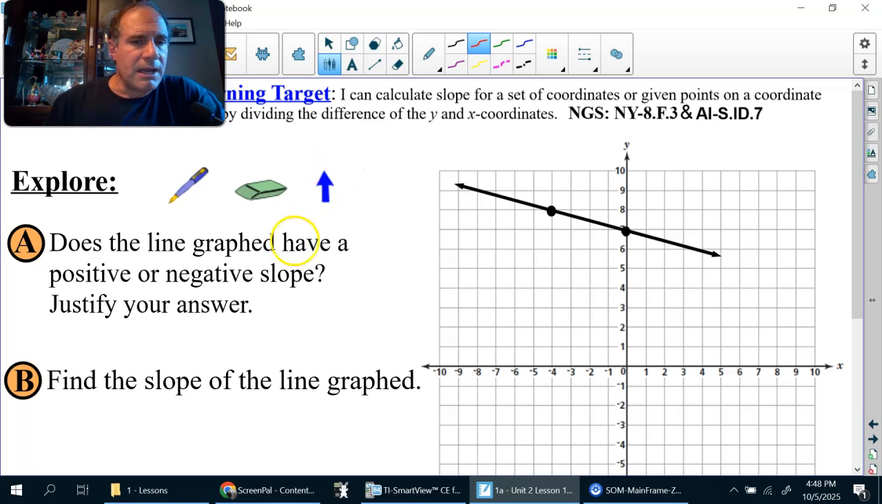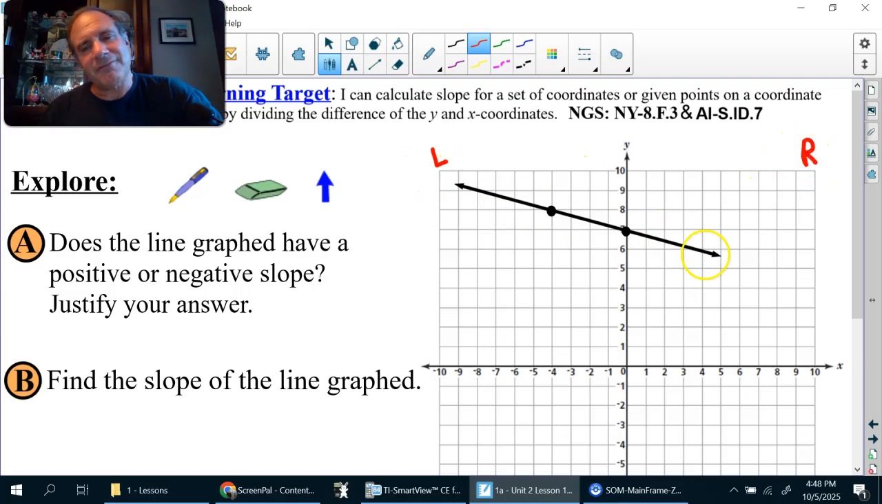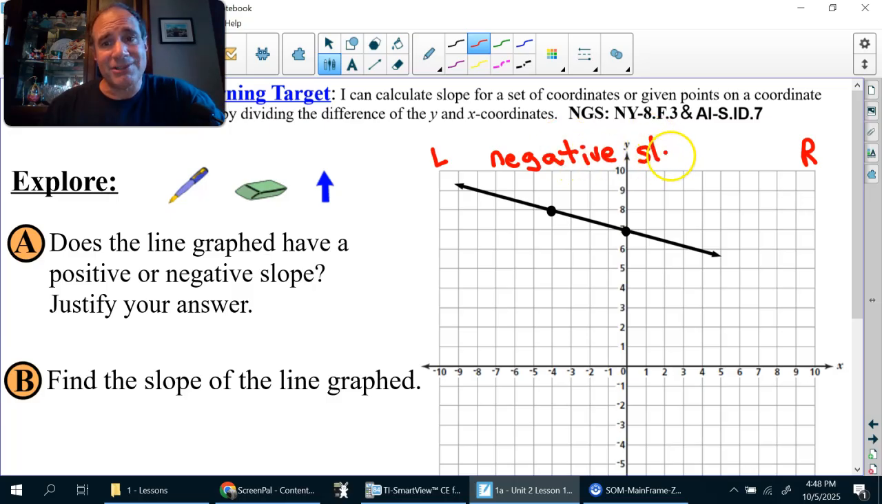All right. Does the line graph have a positive or negative slope? So let's put L and R. Since this goes down from left to right, this has a negative slope. So right off the bat, you should be able to tell if a slope is negative or positive. It goes downhill, negative. Goes uphill from left to right, then positive. Don't start over here and say, oh, it's going uphill. No, that's not it. It's going downhill from left to right, and that means it's a negative slope.